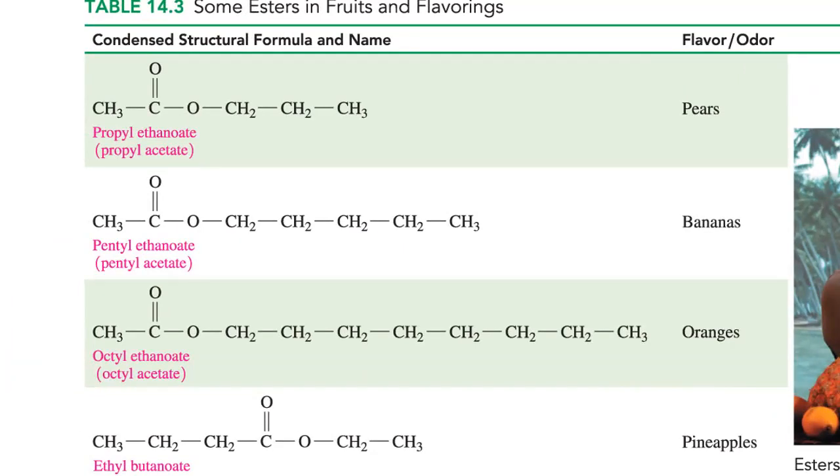Now, the most common examples we have are those that are associated with pears, bananas, oranges, pineapples, and apricots. So pear, we already talked about, that's a propyl acetate. In bananas, that specific ripe banana smell that you know is pentyl acetate, so pentyl ethanoate. In oranges, that citrusy smell that we associate with a lot of citrus fruits, but specifically with oranges, that's octyl ethanoate or octyl acetate.